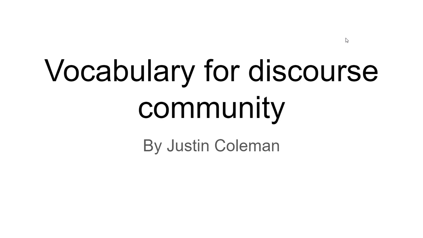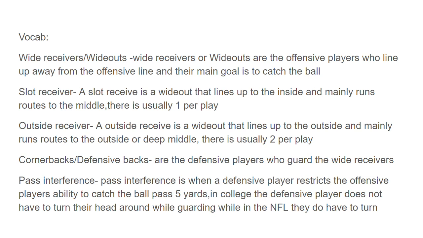Vocabulary for my discourse community, which would be for slot receivers, would be as such. A wide receiver is the offensive player who lines up away from the offensive line and their main goal is to catch the ball. A slot receiver, on the other hand, is a receiver that lines up in between the outside receiver and the O-line and mainly runs routes to the middle of the field or the sideline of the field. An outside receiver is a receiver that lines up on the far end of the field.